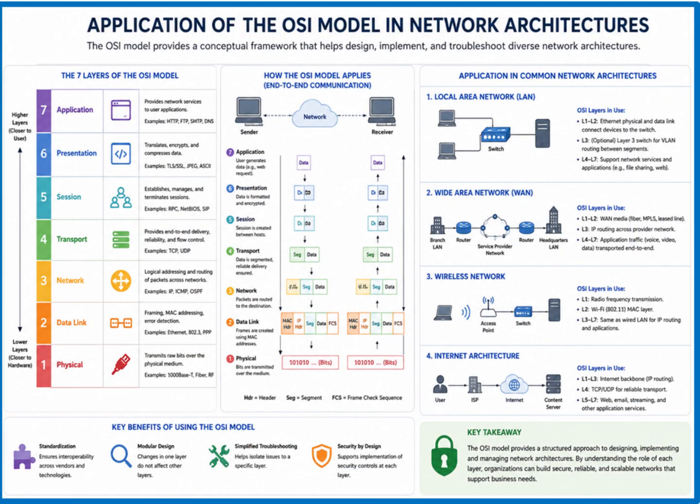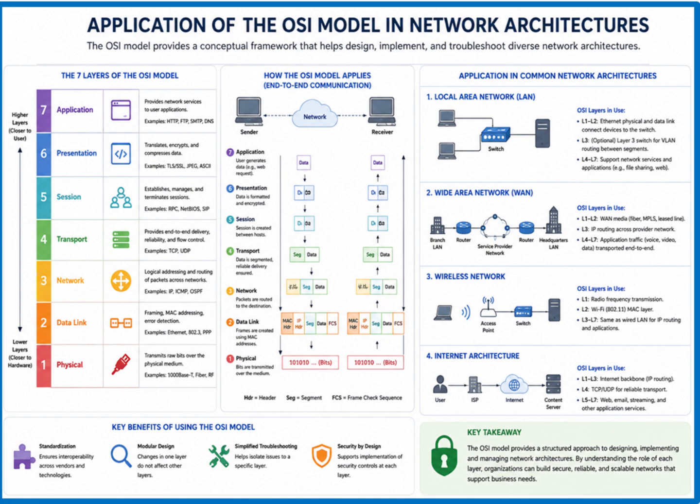The OSI model is more than just a networking theory. It is a practical framework used to design, implement, secure, and troubleshoot modern network architectures. This slide demonstrates how the 7 layers of the OSI model work together to support end-to-end communication across different types of networks. Starting on the left, the OSI model separates communication into 7 layers, beginning with the physical layer at the bottom and moving up to the application layer at the top.